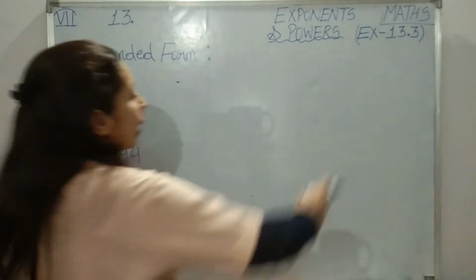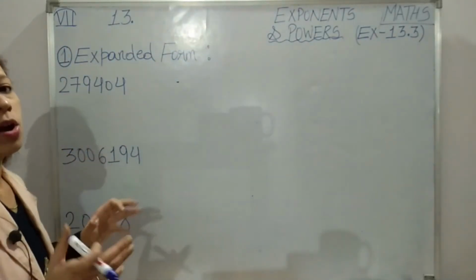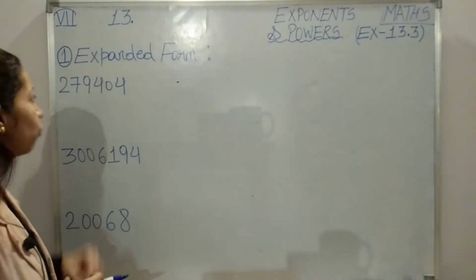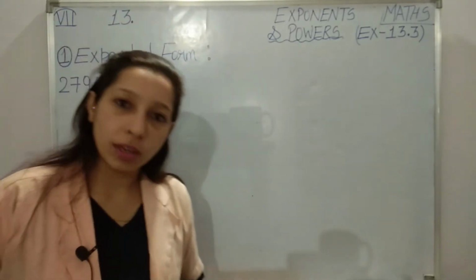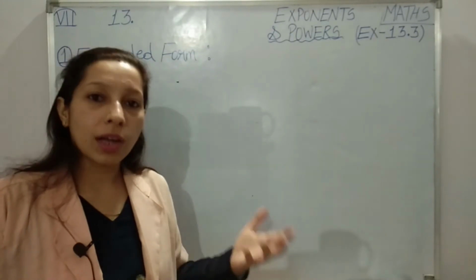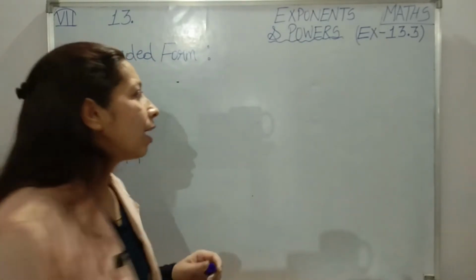So students, chapter 13 exponents and powers, exercise 13.3, question number 1. Write the following numbers in expanded form. The three numbers I have written here. Students, expanded form is not a new thing for you. In your earlier classes also you have learned about writing the numbers in expanded form, isn't it?